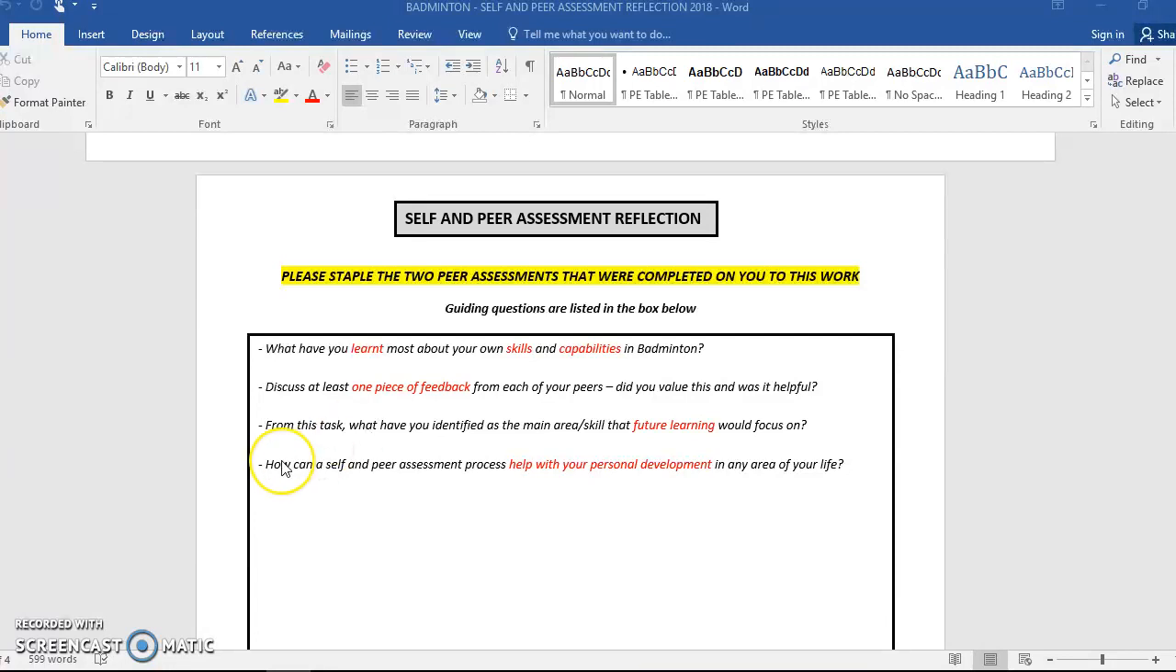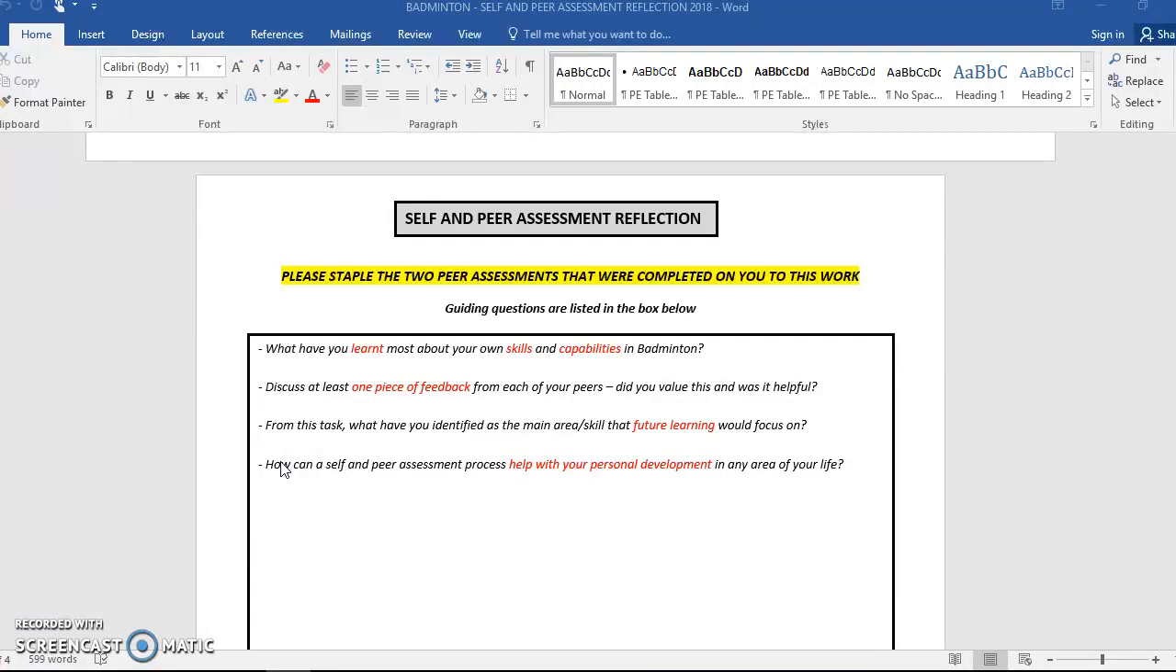And the 4th point is, how can a self and peer assessment process actually help with your own personal development in any area of your life? Now, we're moving away from sport here, but you can stay within sport and move away at the same time. Within any sport, we acknowledge that feedback is really important. It allows us to identify areas that we need to improve on. In sport and everyday life, there's obviously a bit of a crossover because, for example, you might work in a team in the workplace. We know that feedback is part of every job. It's part of performance development. So how could this process that we've been through be applied, and how could that benefit you in other areas of your life?